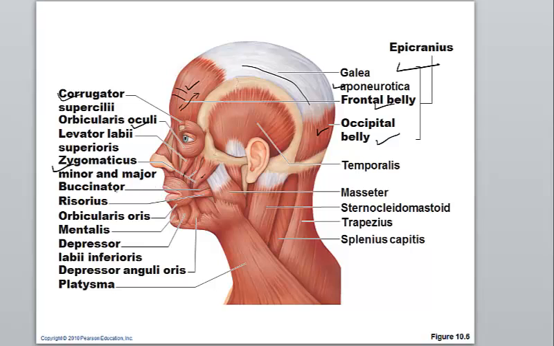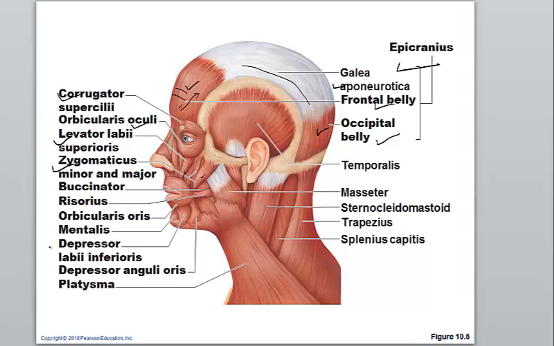The next muscle that I want you to know is your levator labii superioris. So the levator labii superioris is also going to your mouth. So what does this do? It raises and furrows your upper lip, opens up your lip, okay?